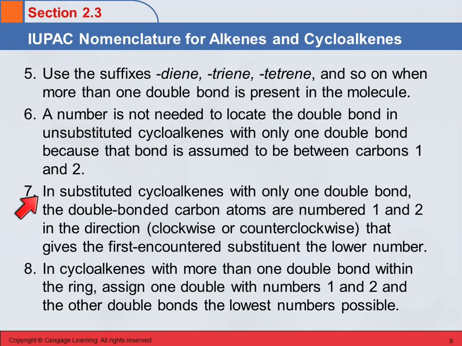When you have a substituted cycloalkene, you're going to number the double-bonded carbons so that you get the lowest number on the first encountered substituent. And again, these rules, when you just list them off, don't make a lot of sense. They'll make more sense when we do some examples. If you have more than one double bond in your cycloalkene, again, you're going to try to get the lowest numbers. One of the double bonds is going to be 1 and 2, and then you choose that so that the other double bonds get the lowest numbers possible.